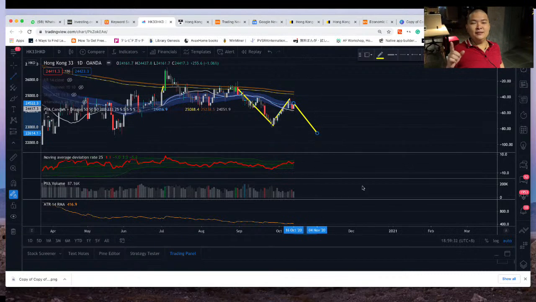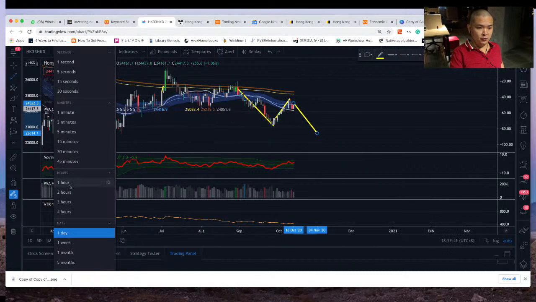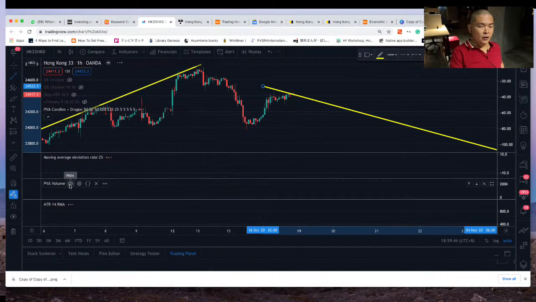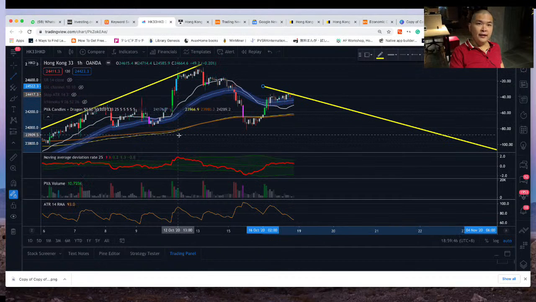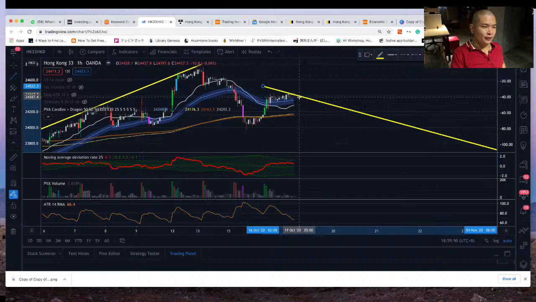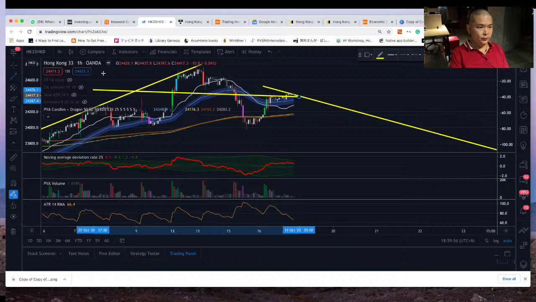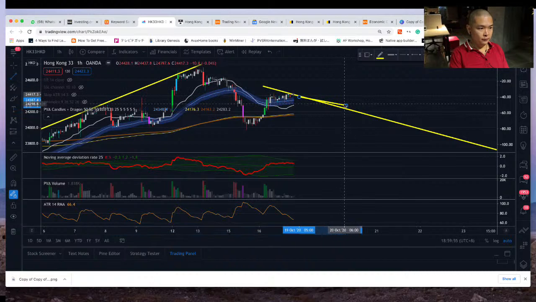But this is what you guys have to pay attention to, because on the other hand, if you change back from the daily chart to the hourly chart, you have something else. It's totally the opposite. So what you have here, let me get rid of this.